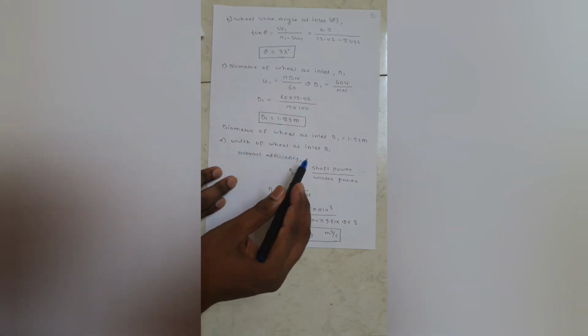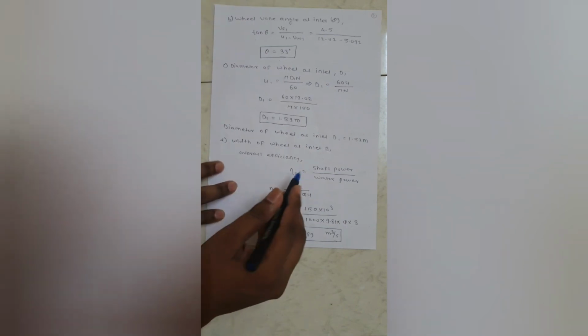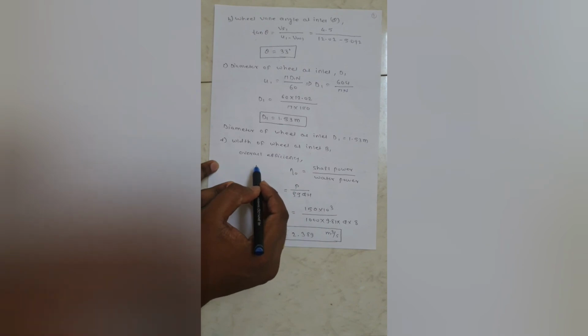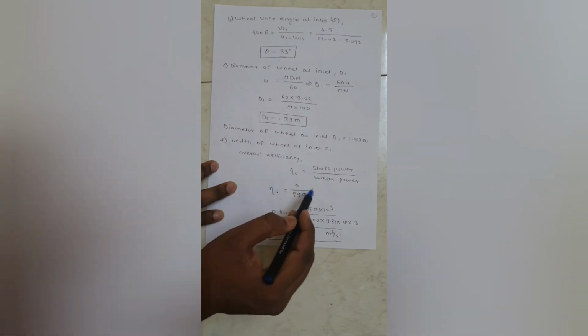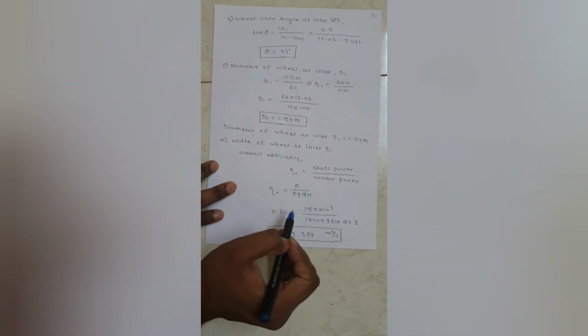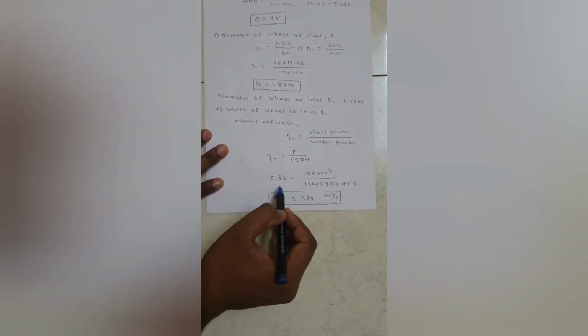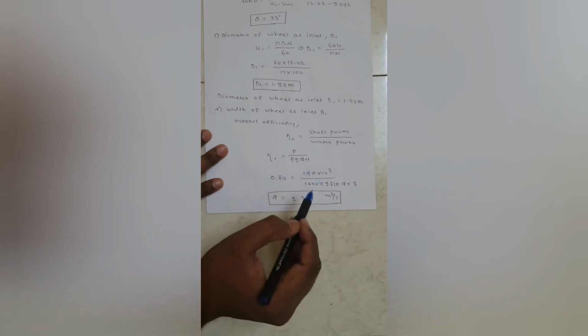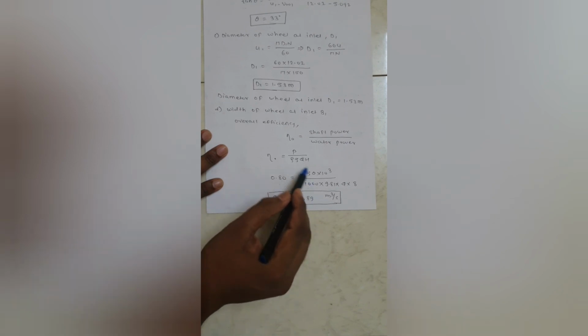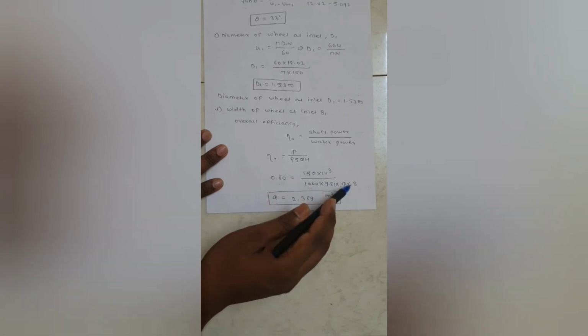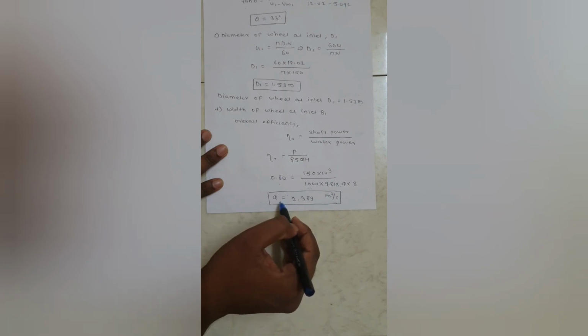Width of the wheel at inlet, b1, we have to find out from overall efficiency. Overall efficiency is the shaft power upon water power. Shaft power is given as 150 kilowatt, that is 150 into 10 raised to 3, and water power, you know, is rho g Q H. Overall efficiency is 80%, meaning 0.8. Density of water rho is 1000, g is 9.81, and H is 8 meter. So Q is equal to 2.389 meter cube per second.